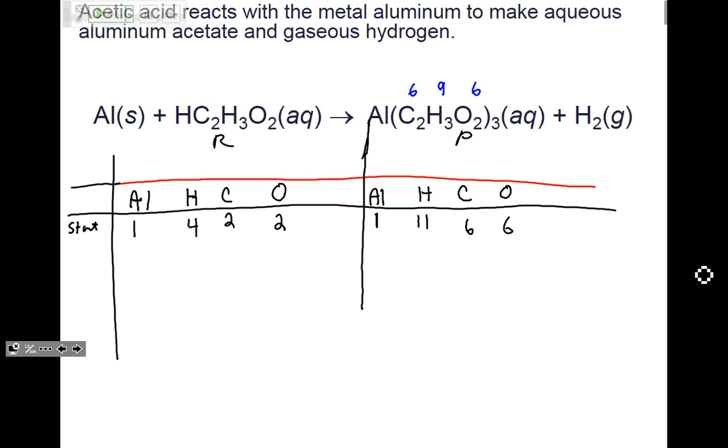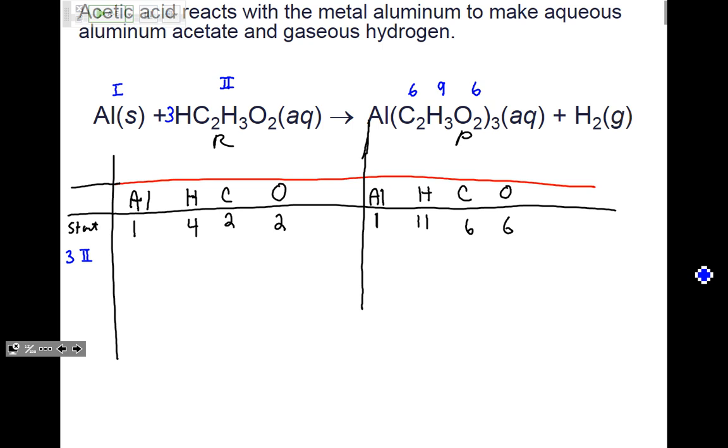Because again, hydrogen is in 2 different places in my product. So that one's going to be a little bit harder to work with. So let's start with multiplying this by 3. Just for ease in writing it, I'm going to multiply that 3 by my species that I'm calling 2, just so I don't have to rewrite HC2H3O2.